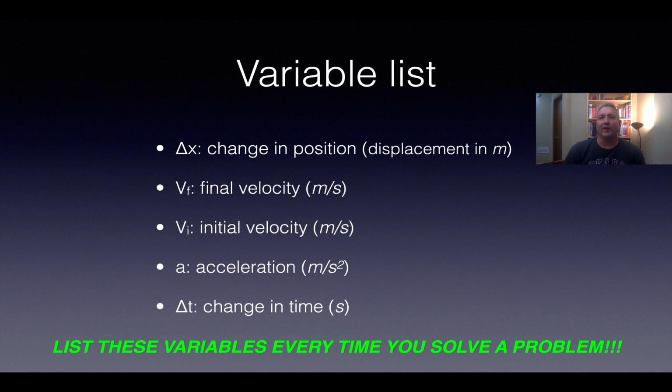So these are the 5 variables that we're going to be using as we start learning about formulas and how to use them, and those will be coming up in the videos to come. So every time we do a problem, I want you to get in the habit of listing out these 5 variables, because when we read a situation, we're going to have to say, okay, how much has it changed its position? What velocity did it start at? What velocity did it end at? And if we know all of these different things, we can calculate the other ones.